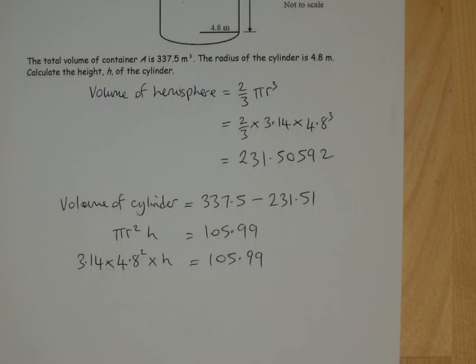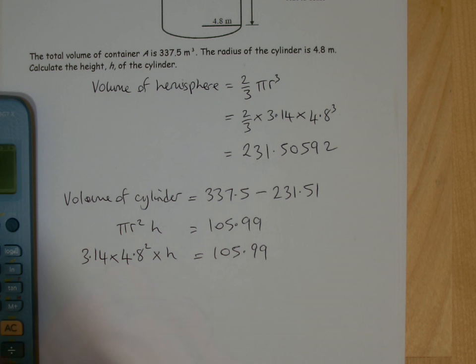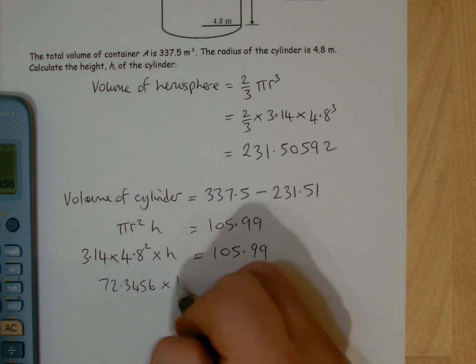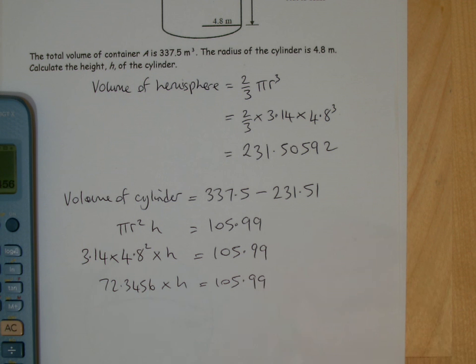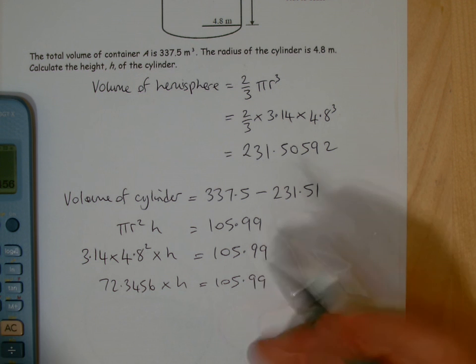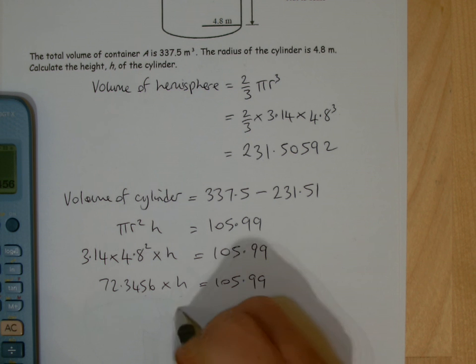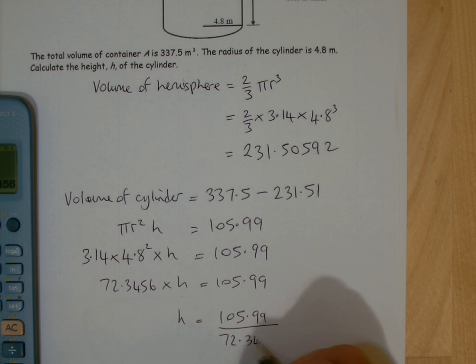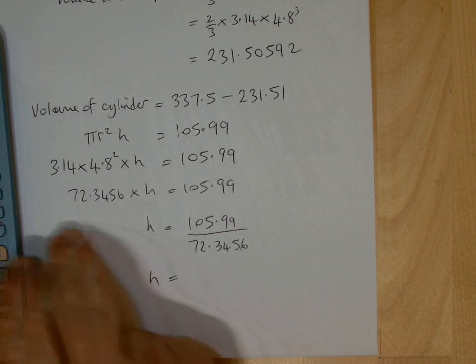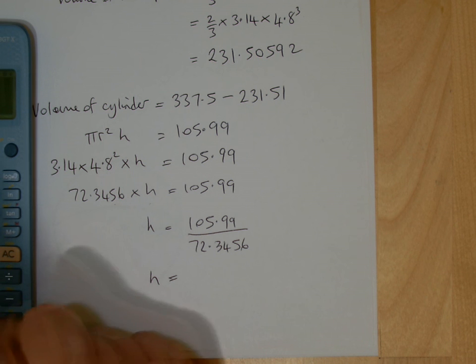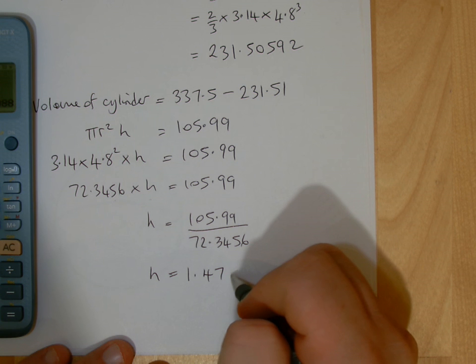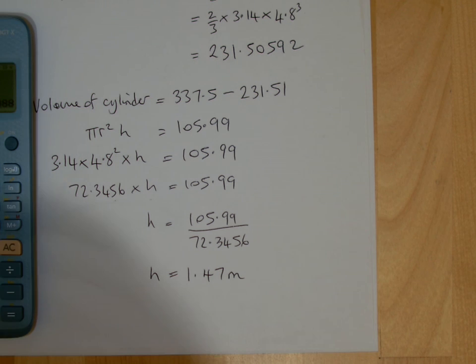So we're back to a situation like before. All I've got to do now is get my calculator and type that in. So 3.14 times 4.8 squared, and I get 72.3456 times h is 105.99. And we need to think now, what do we need to do next to work out h? Because literally it's one more line, isn't it? Because I'm timesing here to get h on its own, I'll take that over and I'll divide. And I'll get h to be 105.99 divided by the answer, and I get 1.47, if I round it to two decimal places.